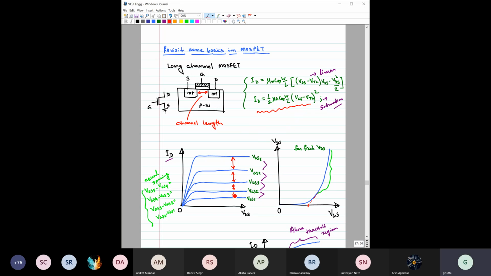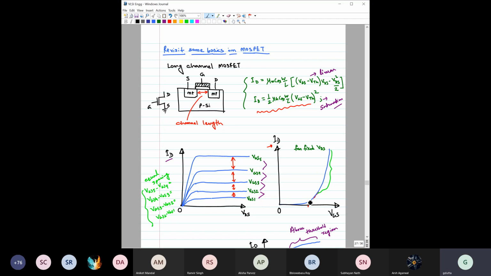If you see this type of characteristics, then it is correct for long channel. If not, then that is not a long channel MOSFET. Now, we can also plot it in this way: ID versus VGS, the gate to source voltage. From this equation, I can plot ID from 0 versus VGS, and it would look something like this.